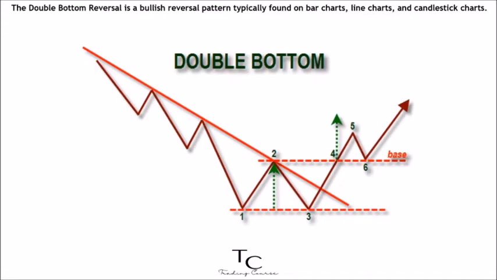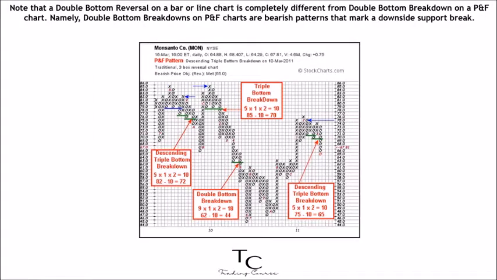The double bottom reversal is a bullish reversal pattern typically found on bar charts, line charts, and candlestick charts. As its name implies, the pattern is made up of 2 consecutive troughs that are roughly equal, with a moderate peak in between. Note that a double bottom reversal on a bar or line chart is completely different from a double bottom breakdown on a P and F chart.